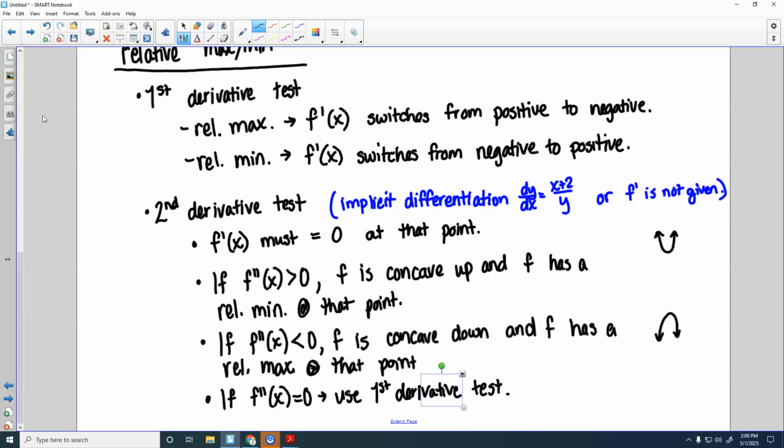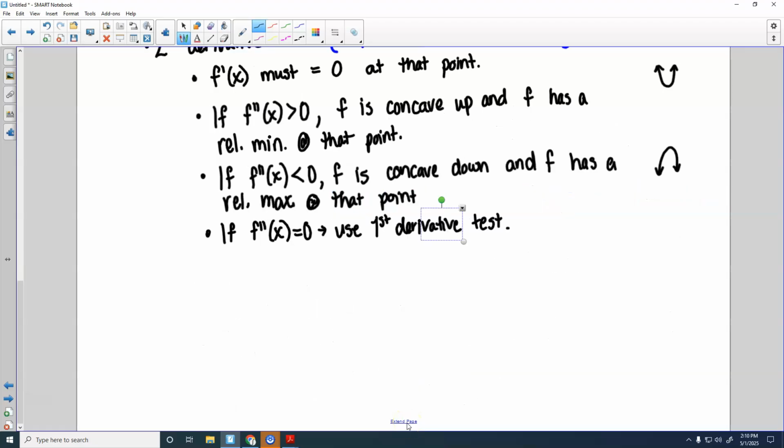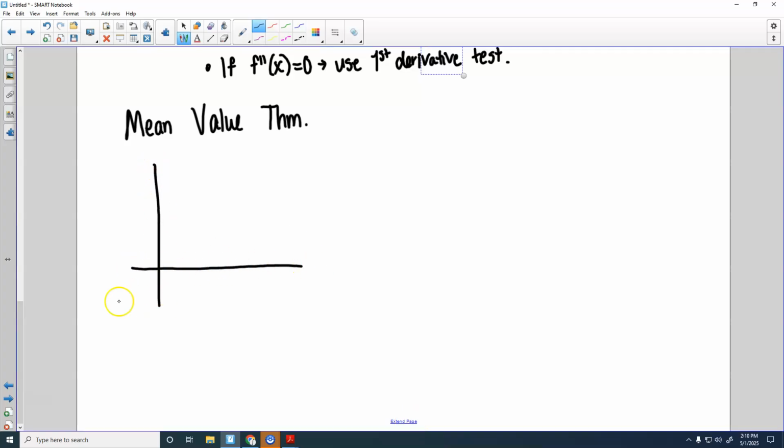All right, let's see. This section also includes the mean value theorem. Mean value theorem, if we think of it as a graph, we've got some sort of function, we'll call it f of x, and then we've got a point A and a point B, so right here and right here.